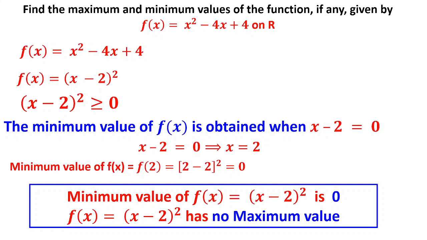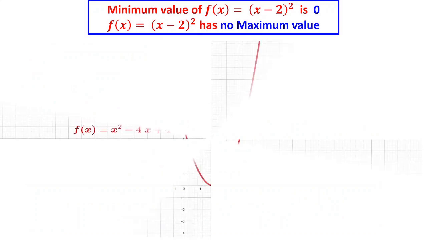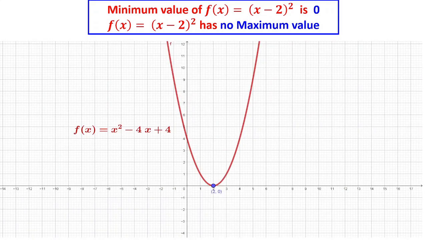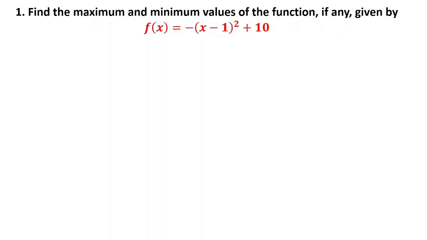And there is no maximum value, because whatever value of x you put, it will keep going up and up. Therefore, the minimum value is 0 and the maximum value is none. Looking at the graph, this is an upward parabola. It touches the x-axis at (2, 0). Therefore, its minimum value is 0 at x equal to 2, and there is no maximum value.